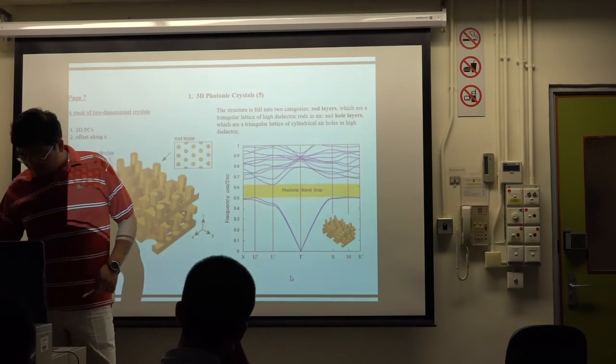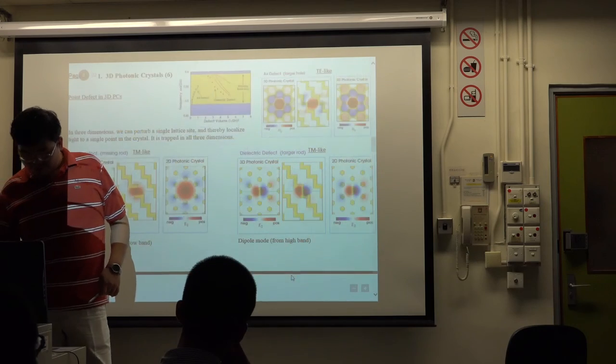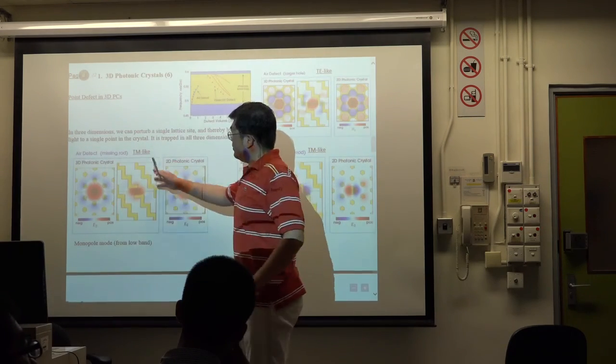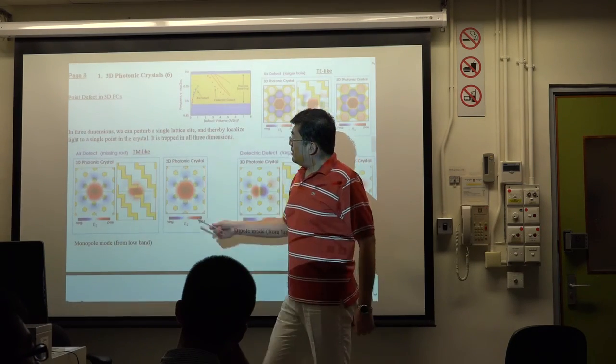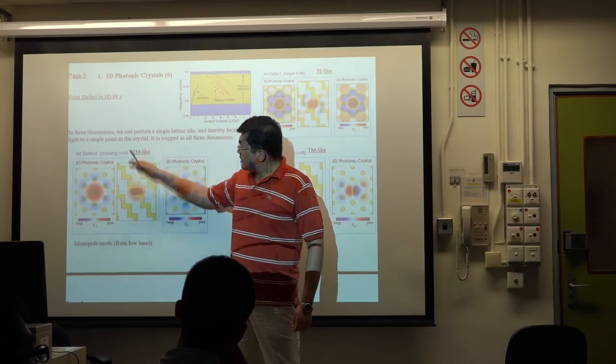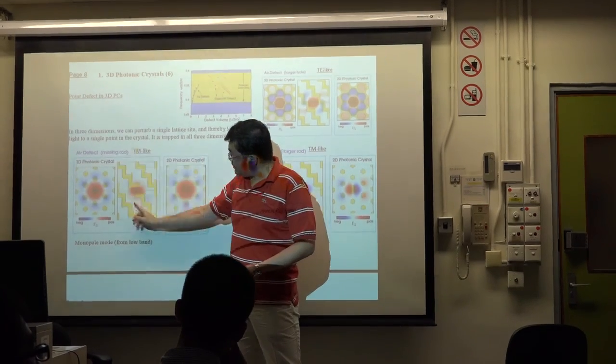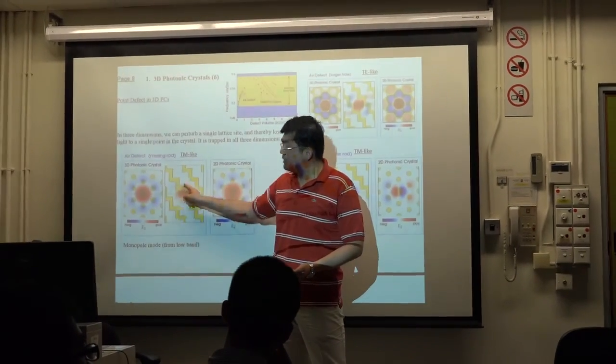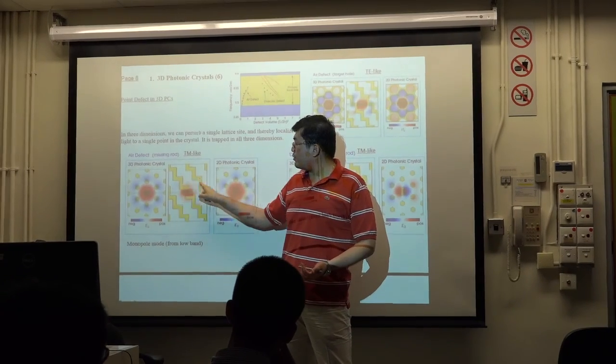Then we truncate the structure. This is a projection. You can see here, this is a column. You can see this is the cross section. This is a column, and this is a hole. Between the two columns is a hole.